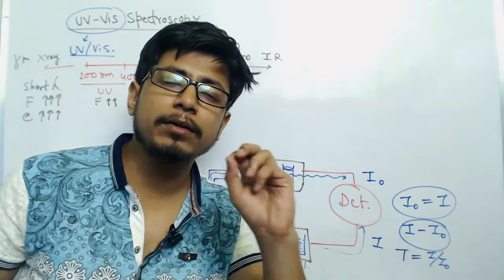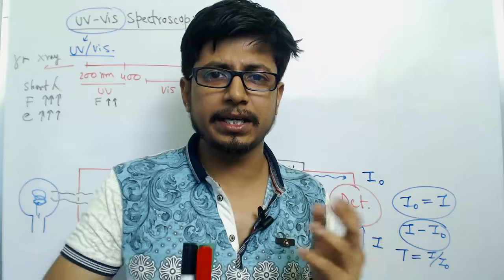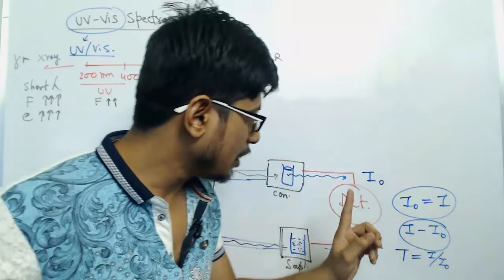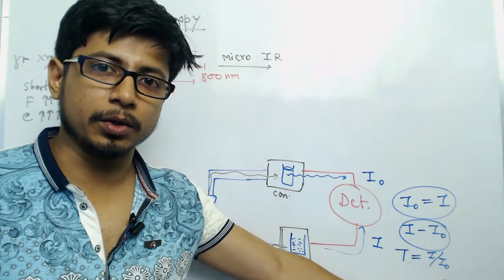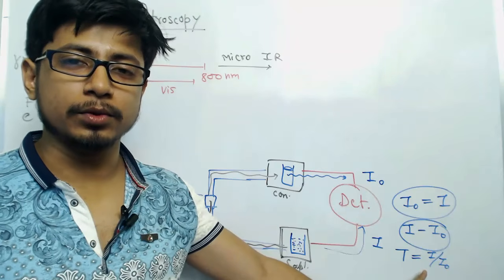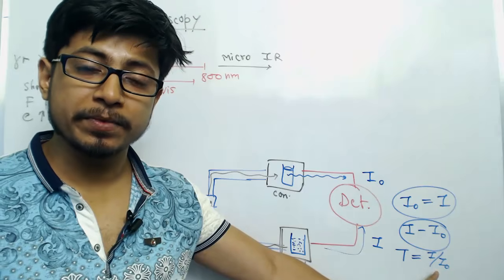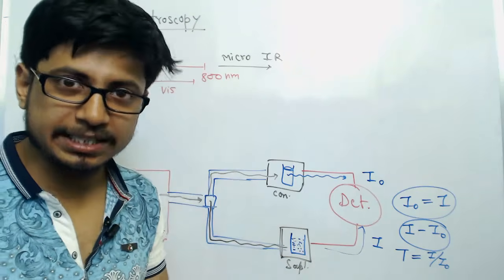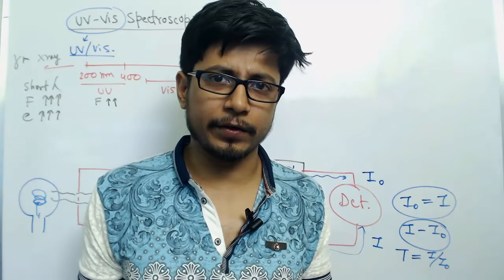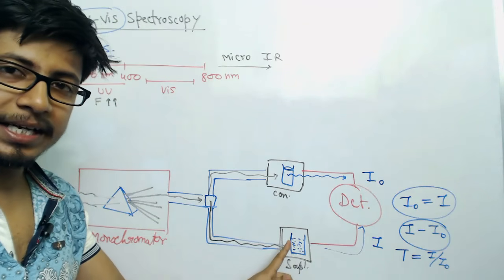So if we know the value of transmittance, now what about absorbance? Transmittance and absorbance are opposite to each other. If transmittance is I by I0, then absorbance is the log of I0 by I. That's how you measure absorbance. So more transmittance means less absorbance, and less transmittance means more absorbance, and that's true. And it depends on the concentration of the molecule that is present in the sample.